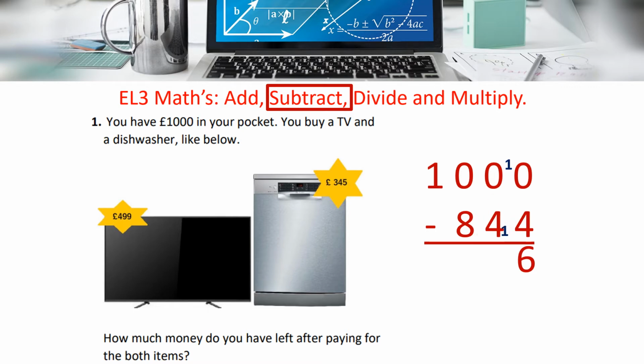So 5 from 0 doesn't go, so you borrow 1 from the next column. You put it up there, and that again becomes 5 away from 10 is 5. And again, because you borrowed that 1 from this column, you put it back, and that means that 8 becomes a 9. So 9 away from 10 is 1. So the answer is, how much money do you have left? The answer is £156.